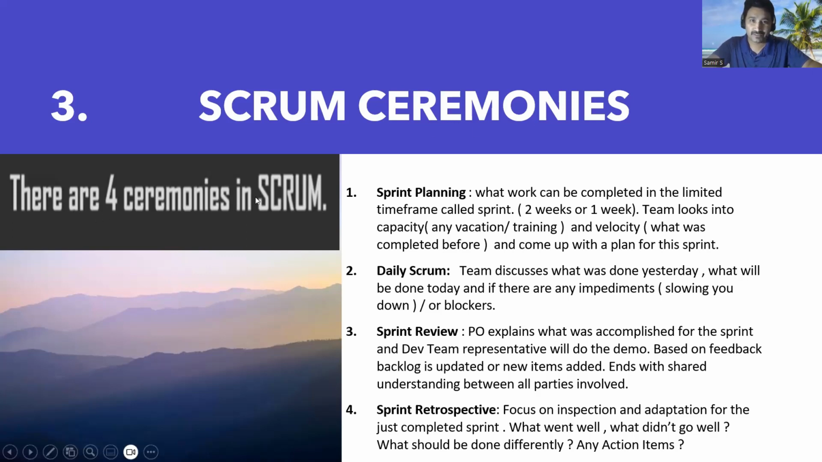There are 4 ceremonies in Scrum. The first one is sprint planning. Okay, what is sprint planning? What work can be completed in the limited time frame called sprint? That is basically sprint planning: a discussion about what work can be completed in a limited time frame called sprint.